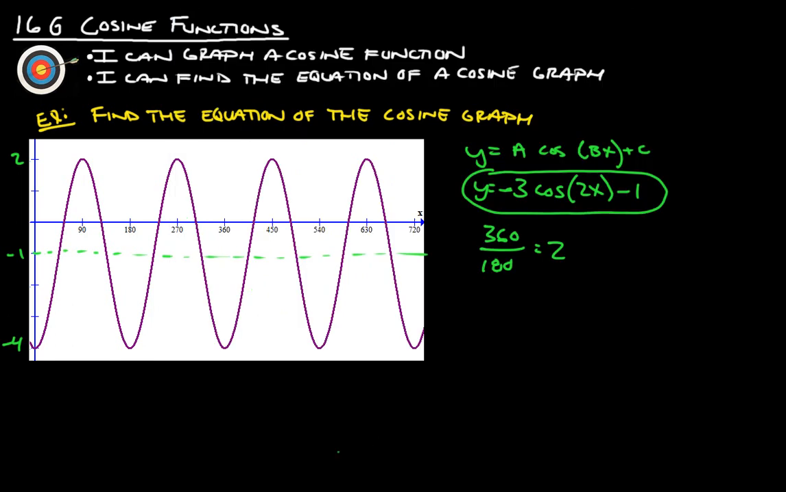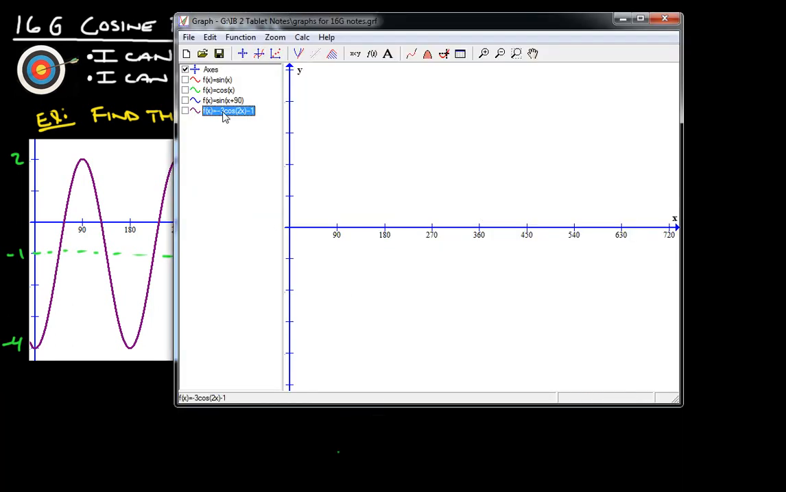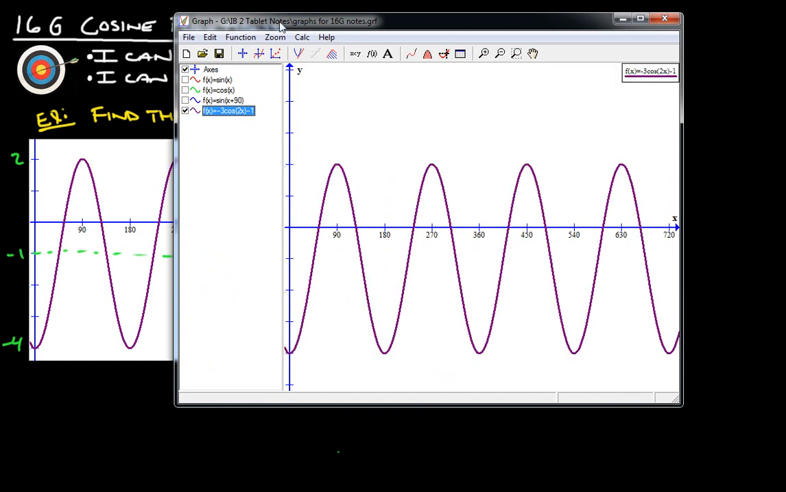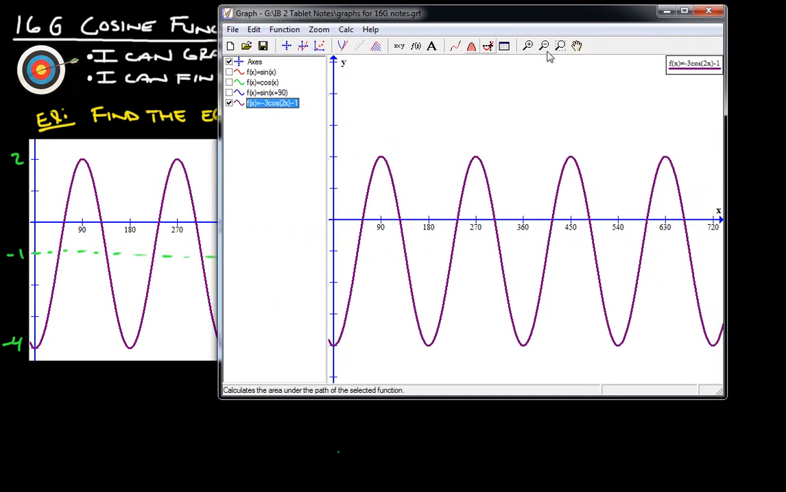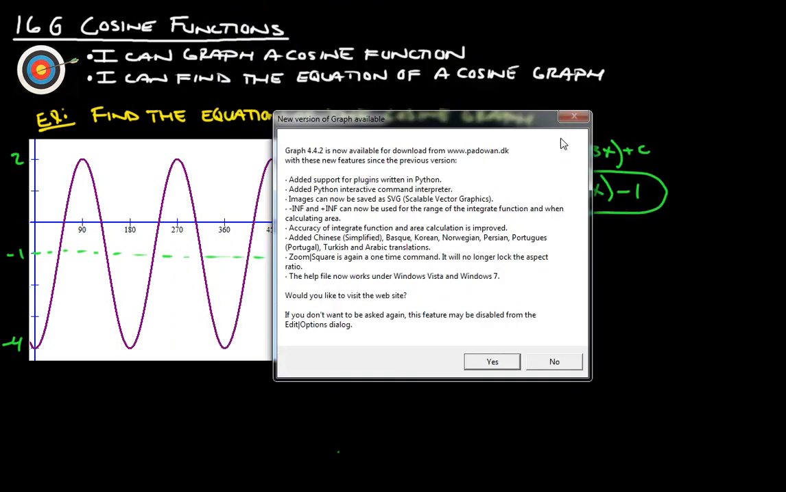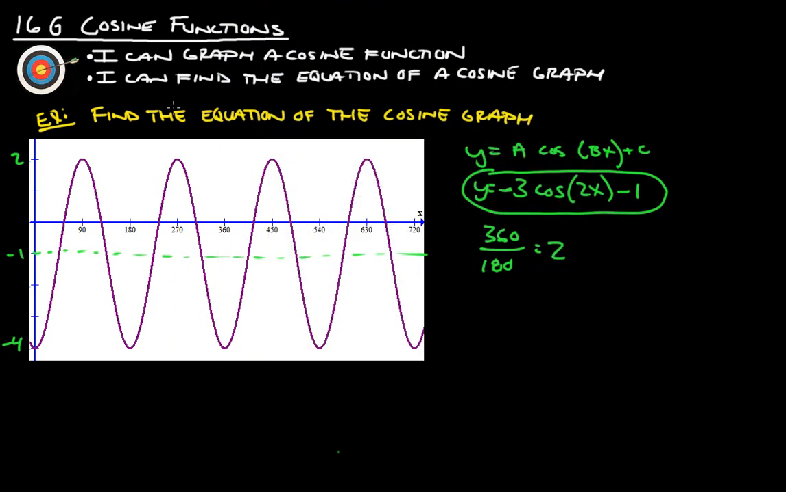And I actually think I have a graph for that. There it is. y equals -3 cosine 2x minus 1. If you graph that, look, it's the same thing because I just copied it from there. All right. You should now be able to say I can graph a cosine function and I can find the equation of a cosine graph. If you have questions, please ask. Thanks.